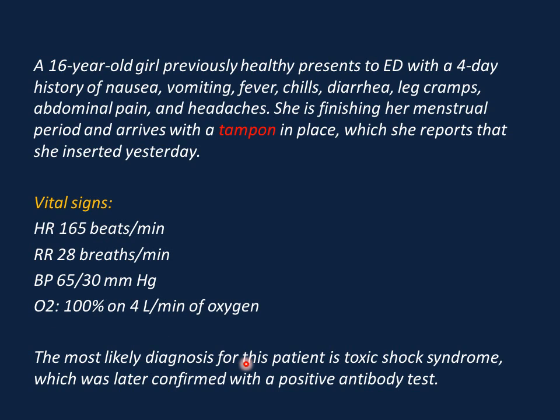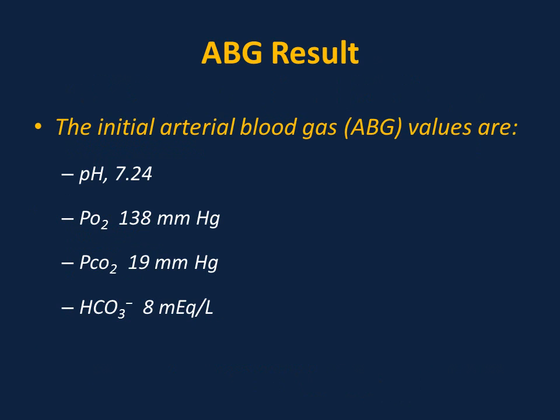The most likely diagnosis in this case, because of the history of tampon insertion and the shock presentation, is toxic shock syndrome, which was later confirmed with positive antibody testing. The result of the first blood gas done for this girl is: the pH is 7.24, the oxygen is 138, the PCO2 is 19, and the bicarb is 8.